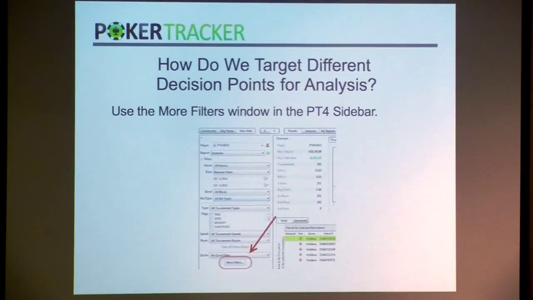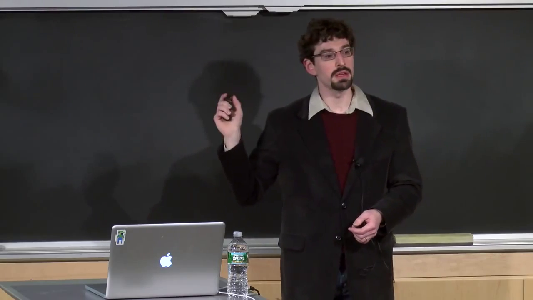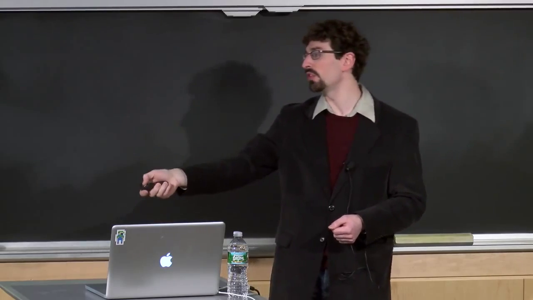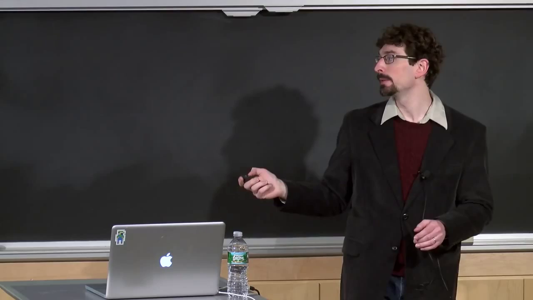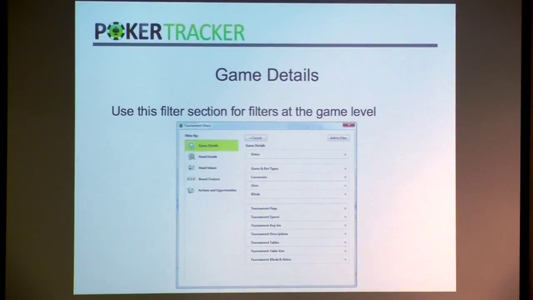So I've talked a lot about filtering. How do you do that? This button here, More Filters, is the gateway to all of the filtering everywhere. And other than doing specific stuff for custom reports, this is the place where you're going to go if you want to see specific subsets of your data. So when you click it, you're going to get this window.